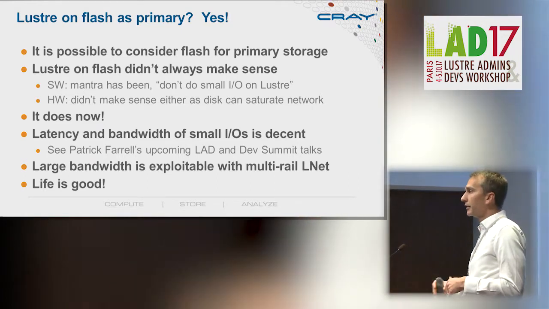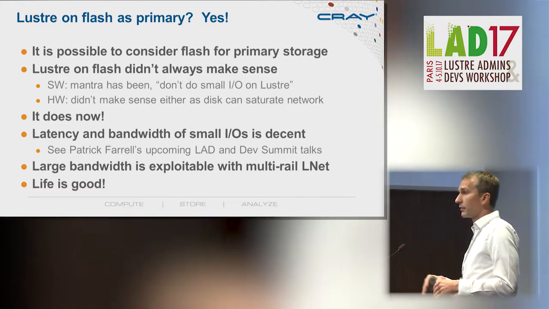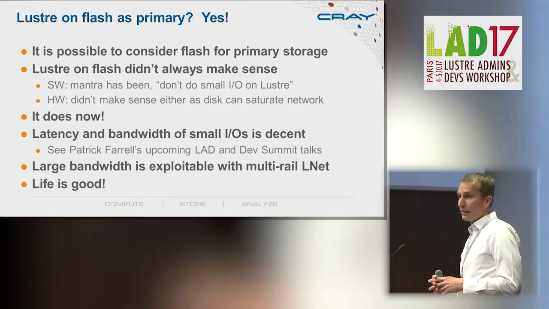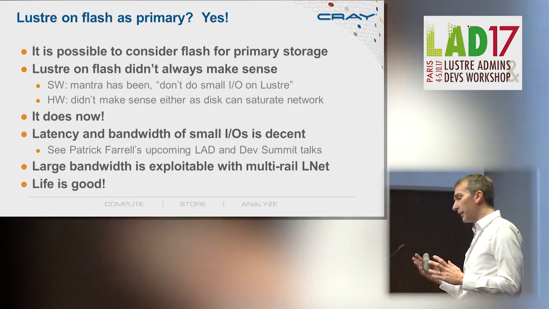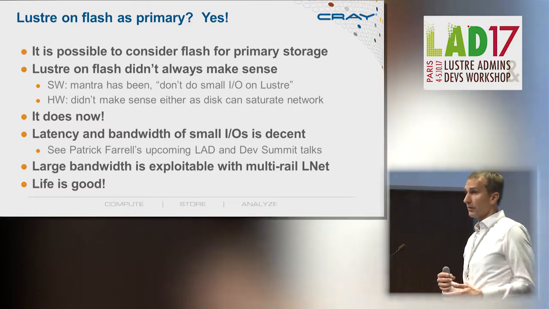We've been looking at that. There's been a little bit of work there. In fact, Patrick Farrell will be talking later this afternoon, spent some time looking into that. And I think we have good news to report about small file I/O on Flash. Also, the hardware didn't make sense either.